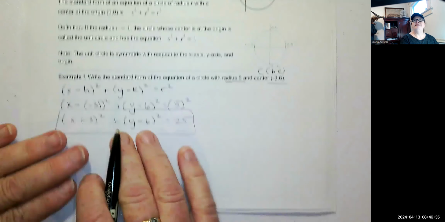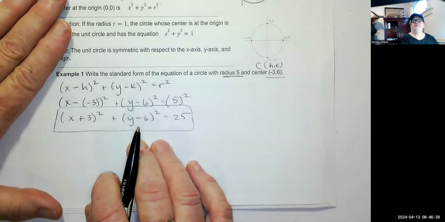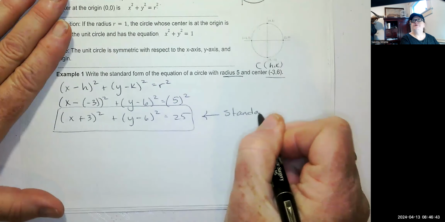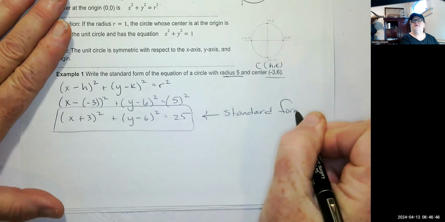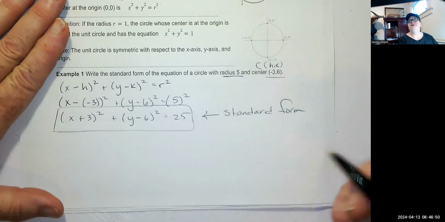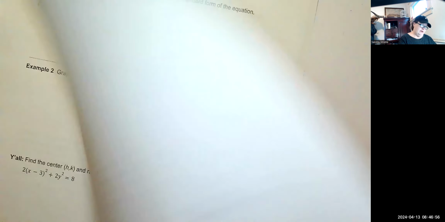So this is called the standard form of the equation of the circle. The other thing it can be called, well, no, I don't call it vertex form. It can be called center form. Standard form is probably the best one to use for this. Let me know what questions y'all have.